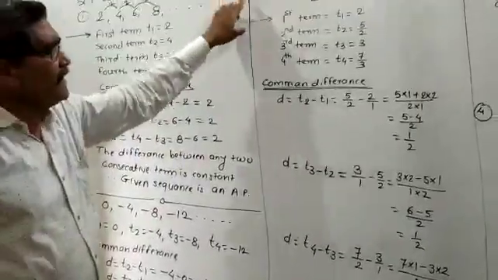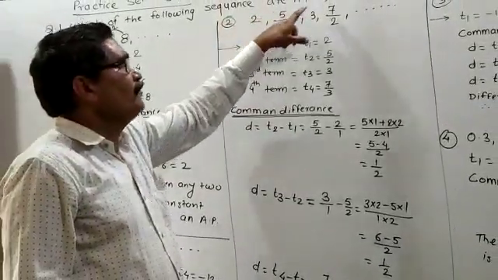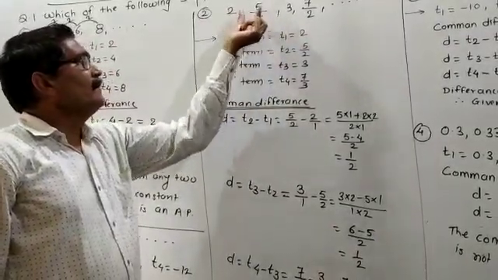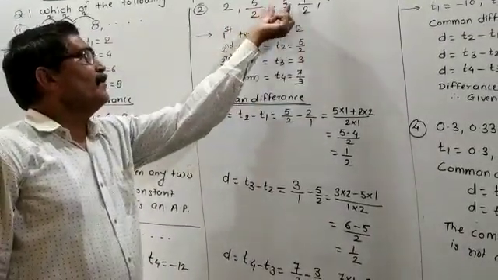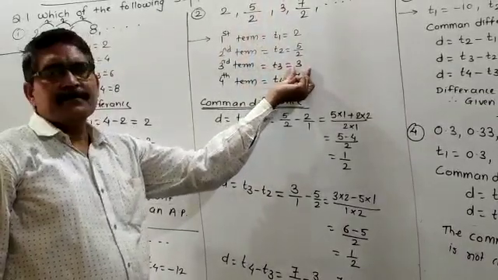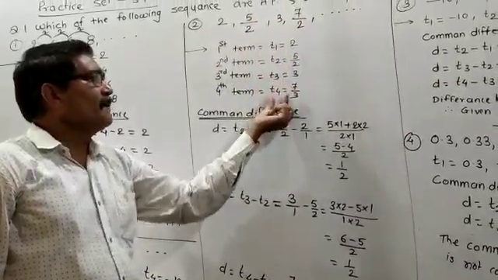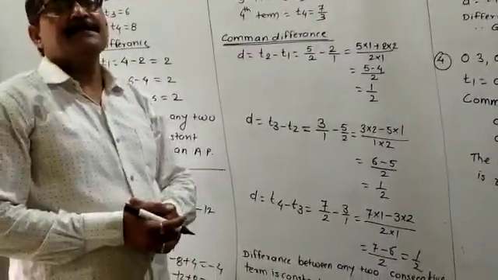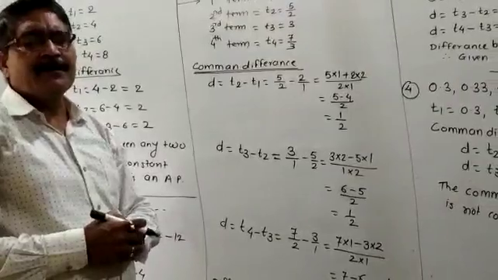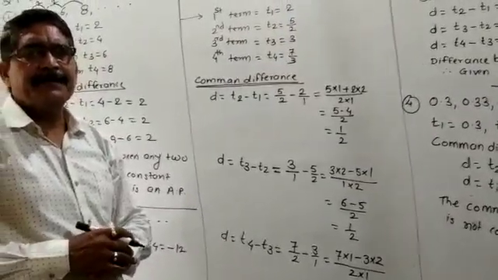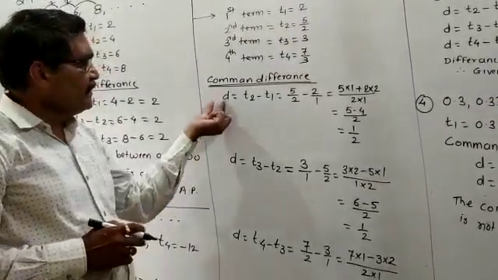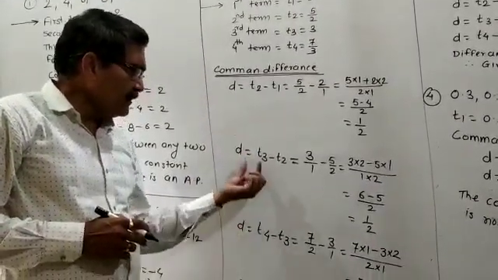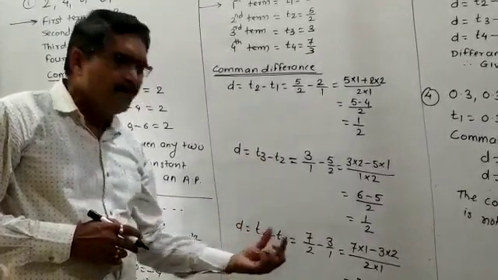Now start with the second example: 2, 5 upon 2, 3, 7 upon 2. T1 is equal to 2, T2 is equal to 5 upon 2, T3 is equal to 3 and T4 is equal to 7 upon 2. You have to check whether this sequence is an AP or not. For that you have to find the common difference between the consecutive terms. So d is equal to T2 minus T1, d is equal to T3 minus T2 and d is equal to T4 minus T3.